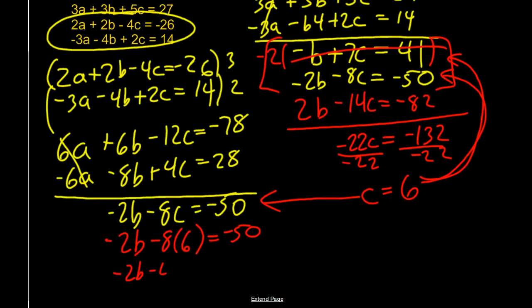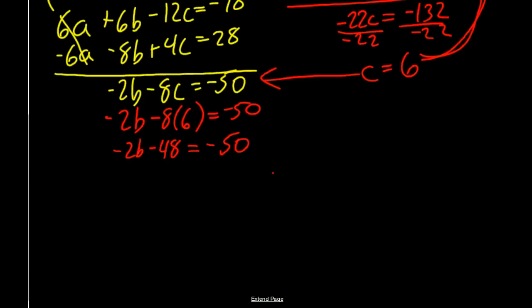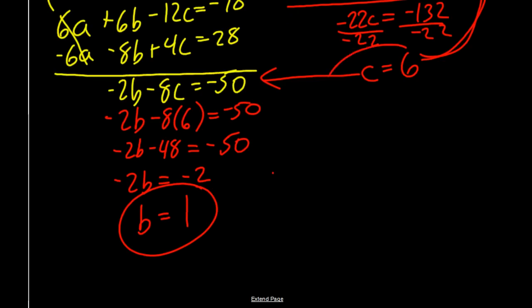Negative 2b minus 48 equals negative 50. You add 48 to both sides, and you get negative 2b equals negative 2. Divide by negative 2, b is 1. So I now am 2/3 of the way through my problem.